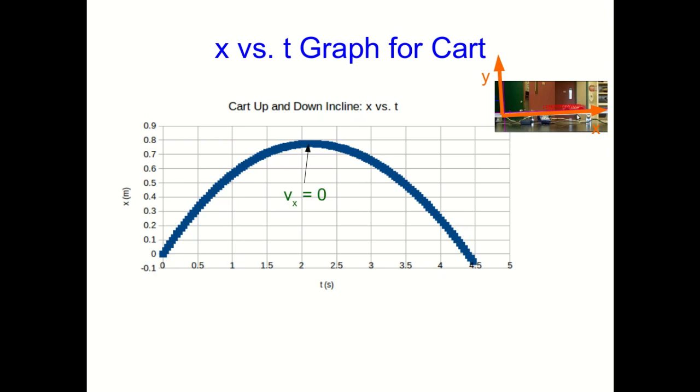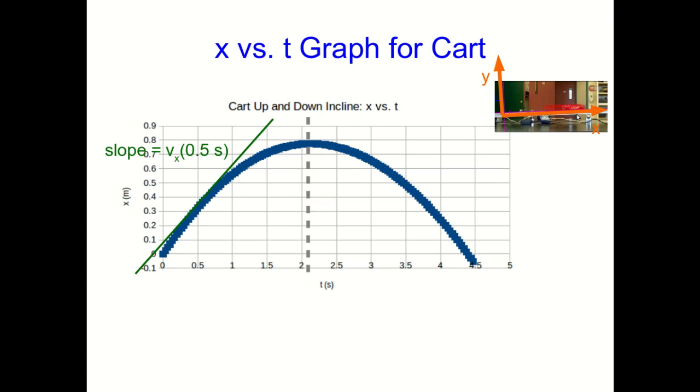So first of all, notice there's this part up here where the slope of the graph is 0. So that's when the cart is momentarily at rest and it's turning around. So everything before that, it's going up the ramp, and Vx is positive with our choice of axes, and everything after that, it's going back down the ramp, and Vx is negative. Now, because this is accelerated motion, the x versus t graph isn't a straight line. The curvature of it is telling us about the acceleration.